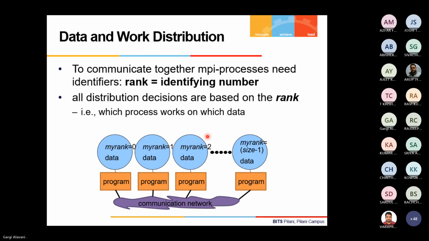Now, when you have different processors or different systems, you need to know who is the one sending the message. So identifying each system is very critical to ensure that the system works. To do that, we have the concept of rank. Rank is an identifying number. All the decisions are based on the rank, that is, which process works on which data, you will know using the rank.